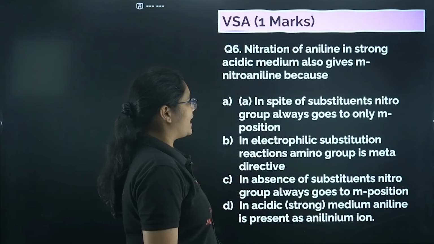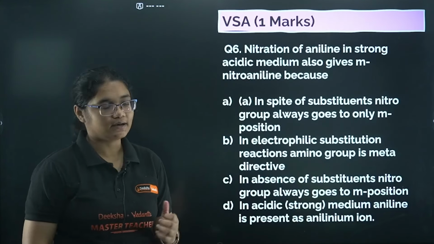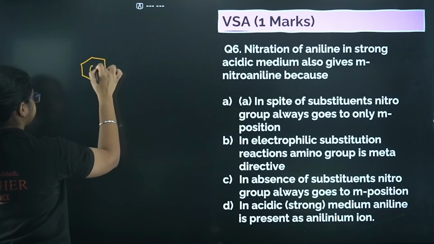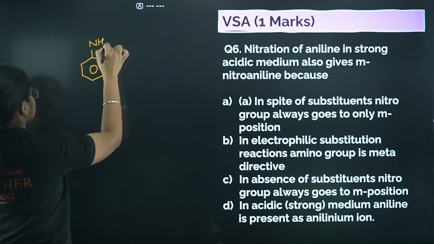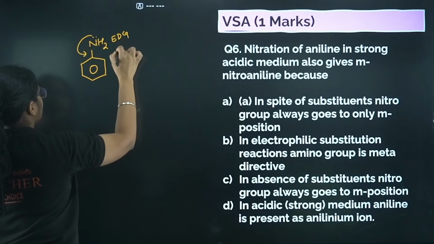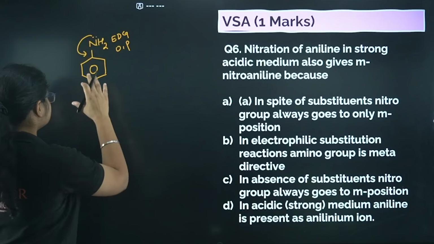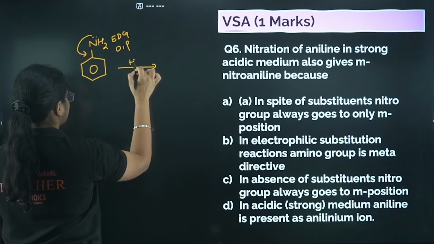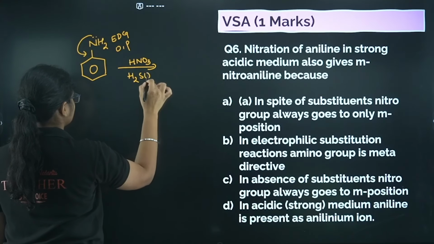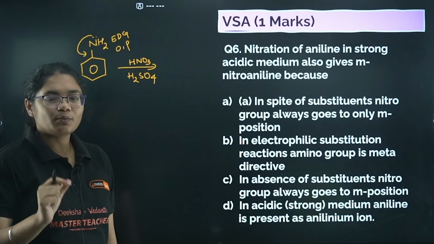Next, nitration of aniline in strong acidic medium also gives meta-nitroaniline. Now see, if you see the structure of aniline, this is an electron donating group, right? If it is an electron donating group, then it must be ortho-para directing. But what we observe is, in this aniline, if I do nitration with concentrated HNO3 and concentrated H2SO4, we get enough amount of meta product also. So why does that happen?